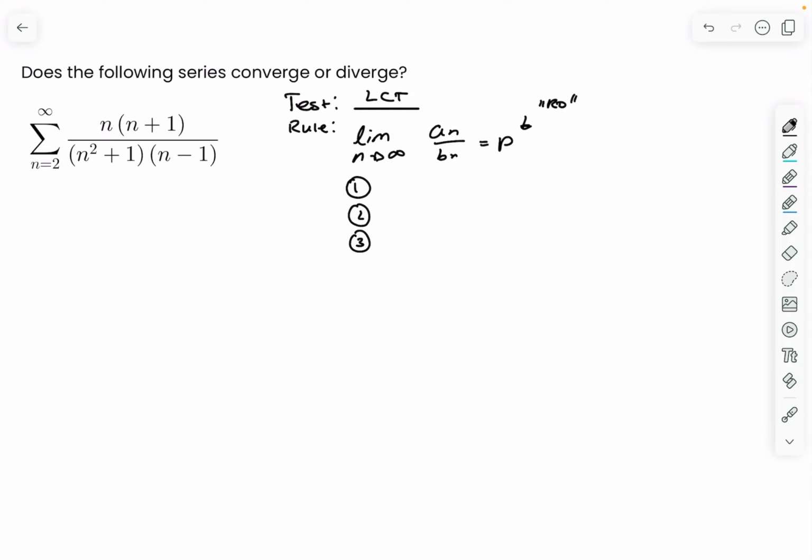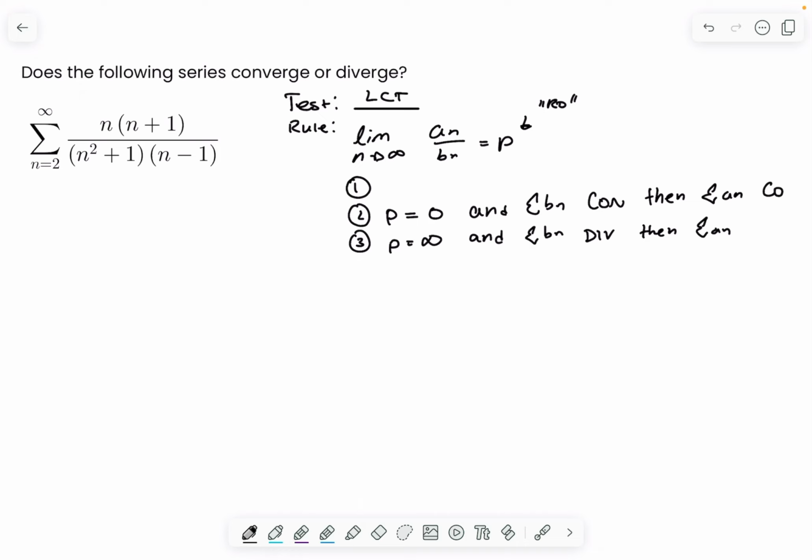I always like to start with the bottom two. So rho is equal to 0, rho is equal to infinity. And the series b of n converges, diverges. Then the series a of n will converge, diverge. The top one is a little different. This is when rho is not 0, and the series b of n either converges or diverges. Whatever it does, then the series a of n will do the same thing.